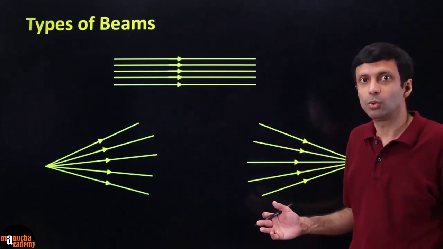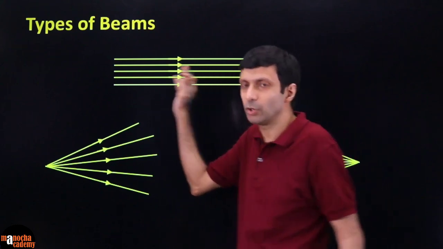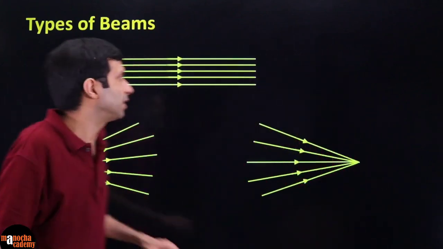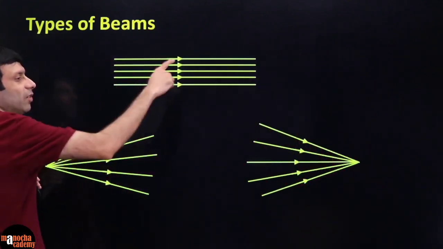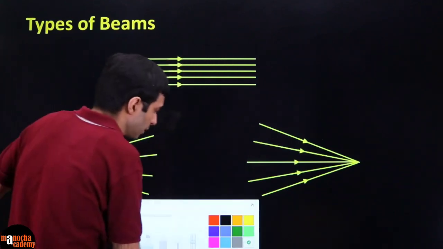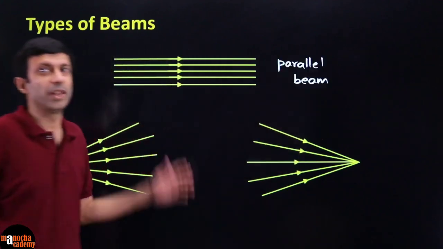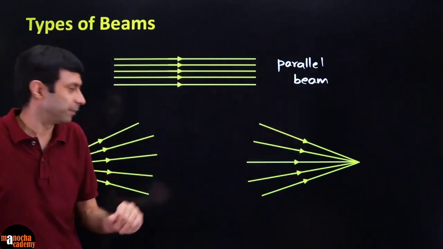A beam can be divided into 3 types of beams. You could have rays like this, where what do you see over here? Here you can see that all these rays are parallel to each other. So this is what is known as a parallel beam, where the rays of light are parallel to each other.